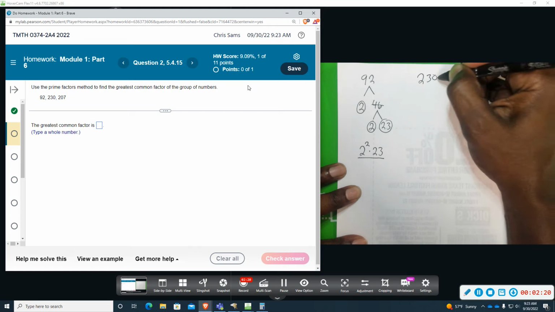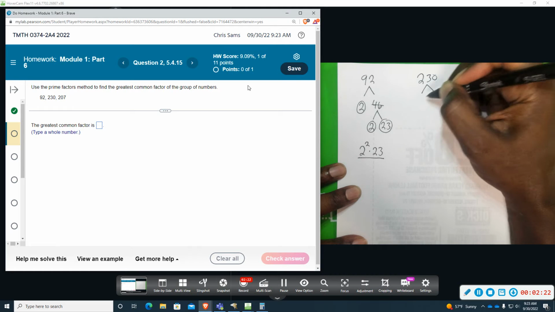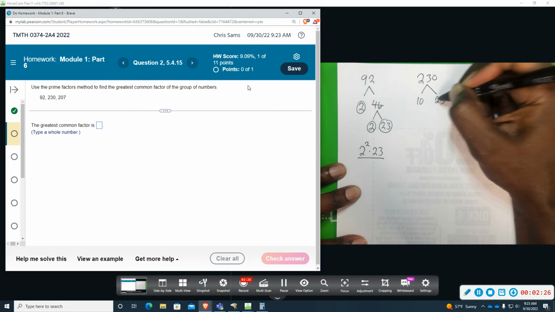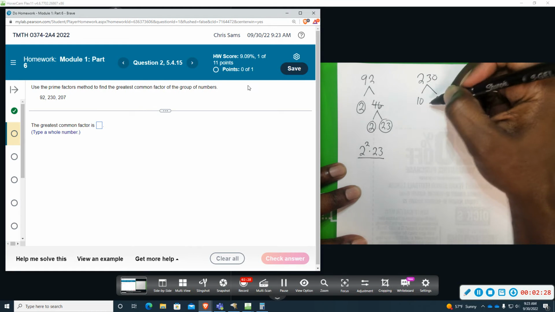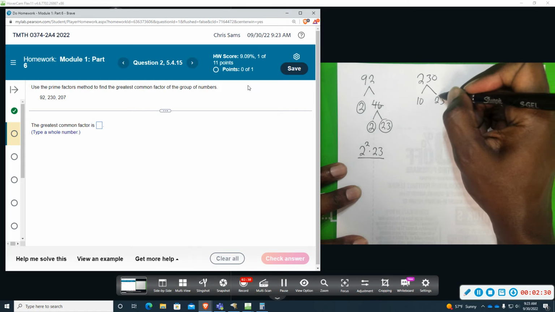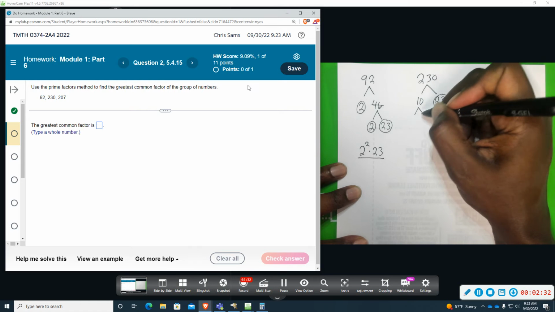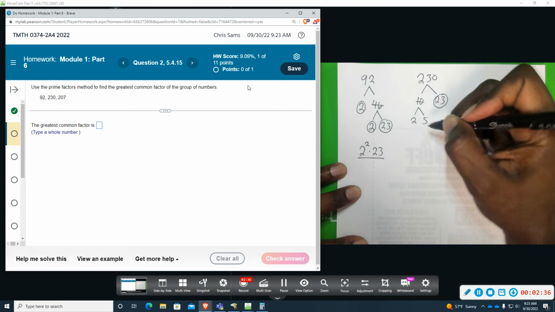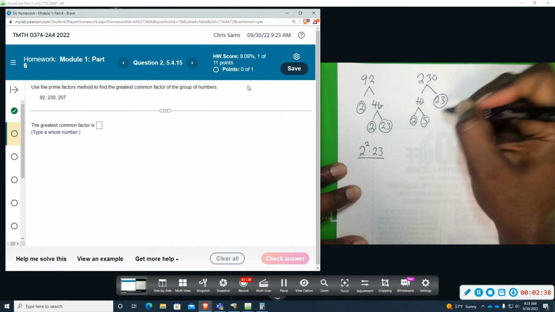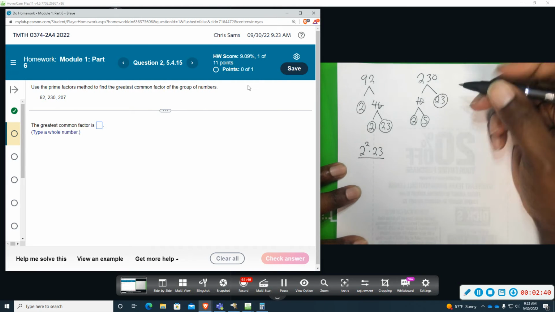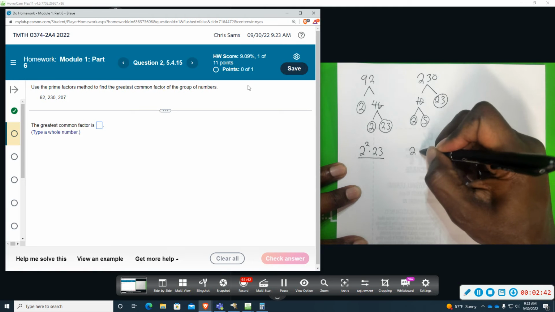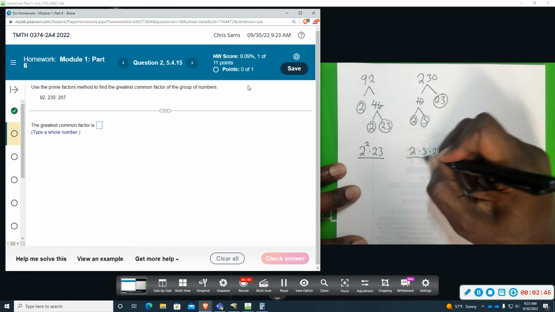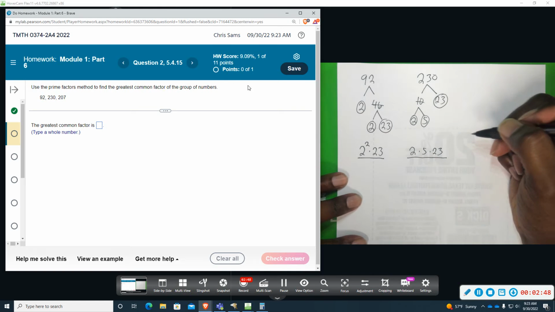230. Since it ends in 0, I'm going to go ahead and divide by 10 and 23. Okay, so there's that 23 again. 23 is prime. 10 is 2 times 5, and both of those are prime. So the prime factorization of 230 is 2 times 5 times 23.